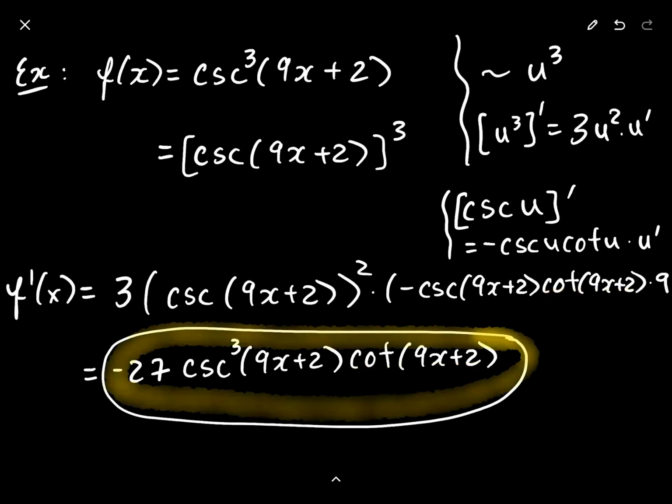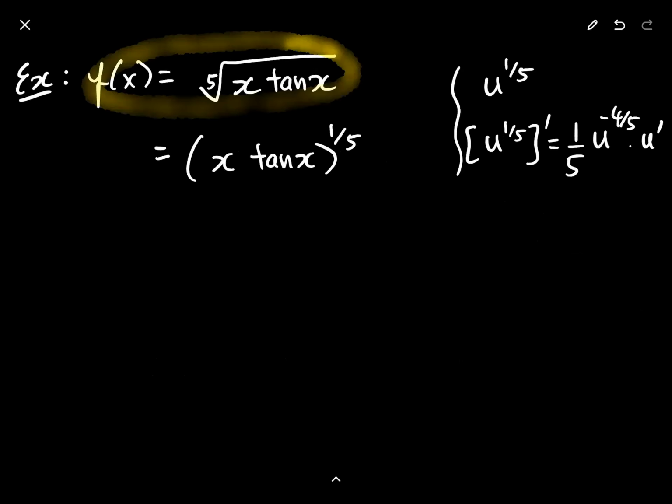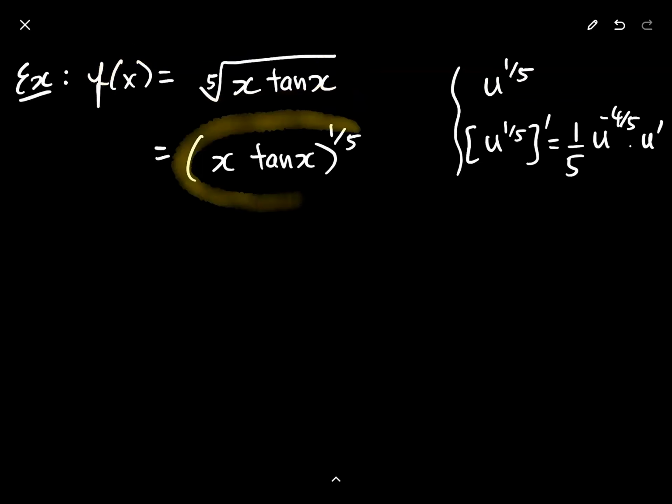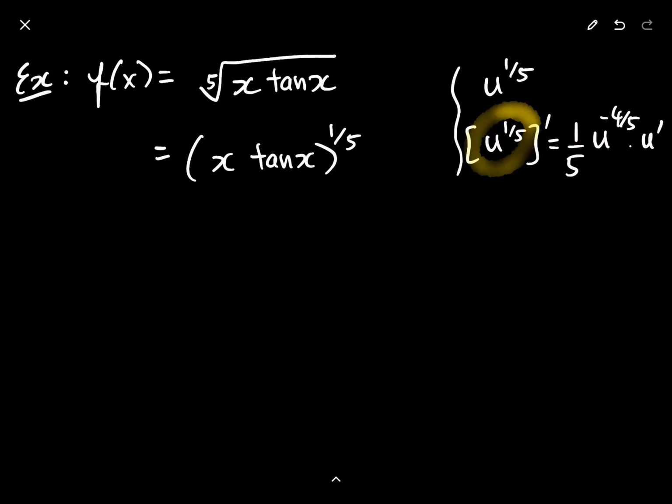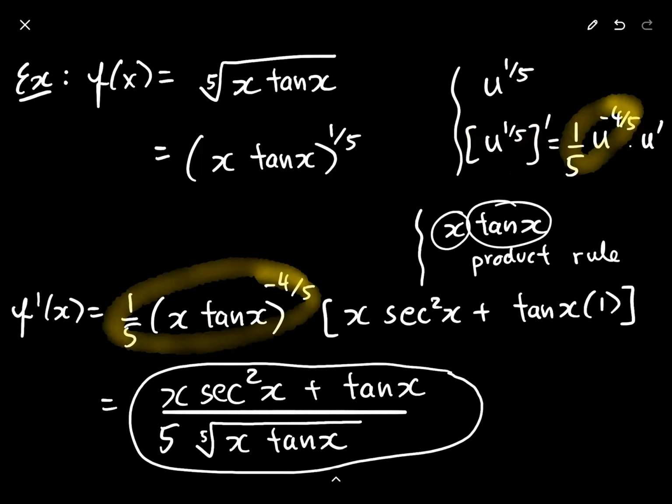So that's the derivative. Next we have the function, the fifth root of x tan x. We can rewrite this as x tan x to the power 1 over 5. Since we don't just have x to the power 1/5, we have x tan x to the power 1/5, we can use the chain rule with u to the 1/5. The derivative of u to the 1/5 is 1/5 u to the minus 4/5 times u prime. So the derivative is 1/5 x tan x to the power minus 4/5.